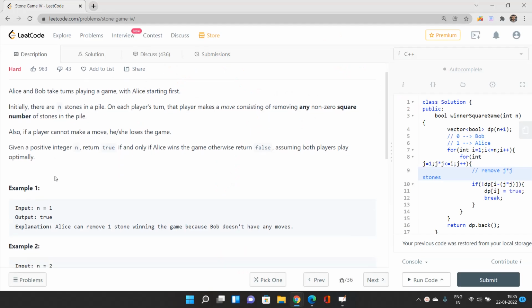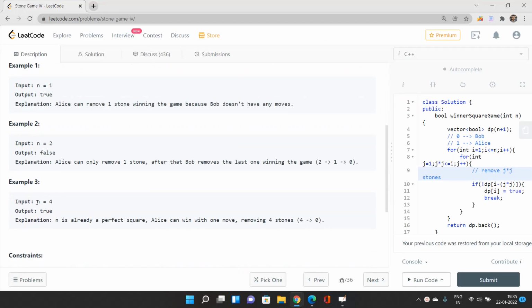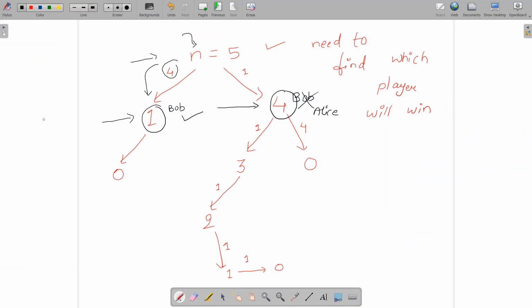So let us pick an example, again where Alice will win the game. Okay, for n equal to 4, it is saying true. So n is 4. I will draw a tree where I can choose 1, so the value would become 3, and if I choose 4, the value would become 0.